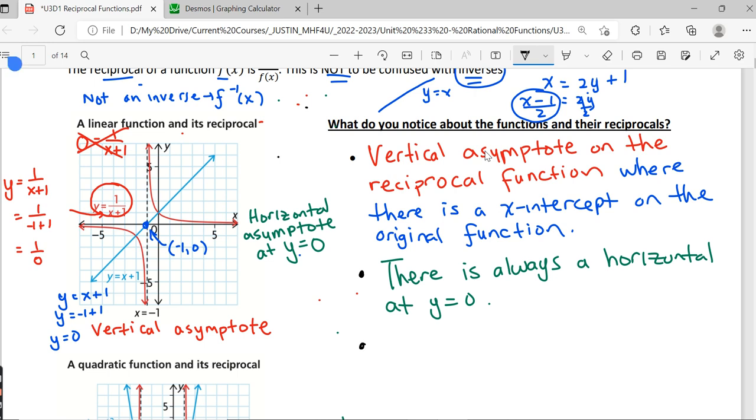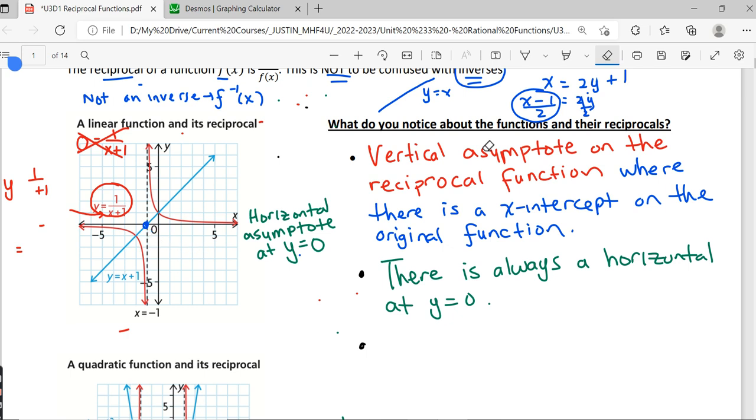Okay. Couple more patterns. What else do we notice? Now I'm just going to clean this up a little bit. Okay. Of course, if you want to see this again, just rewind the video or go back. Is it still called rewind? I don't know.